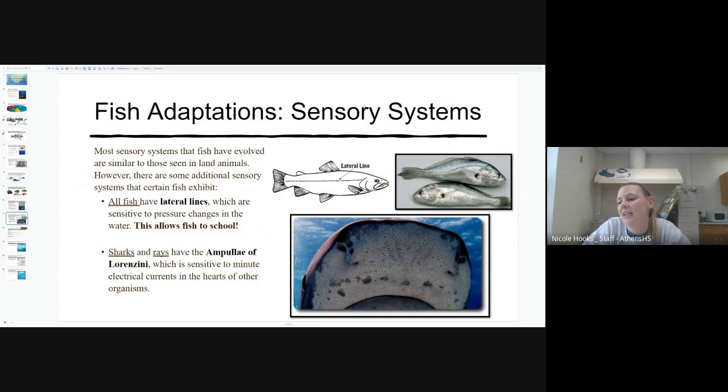And then lastly, sharks, skates, and rays have ampullae of Lorenzini. These are very specialized pores on their nose, or rostrum. I also call it a rostrum. But it's like these special pores that can sense electrical currents.